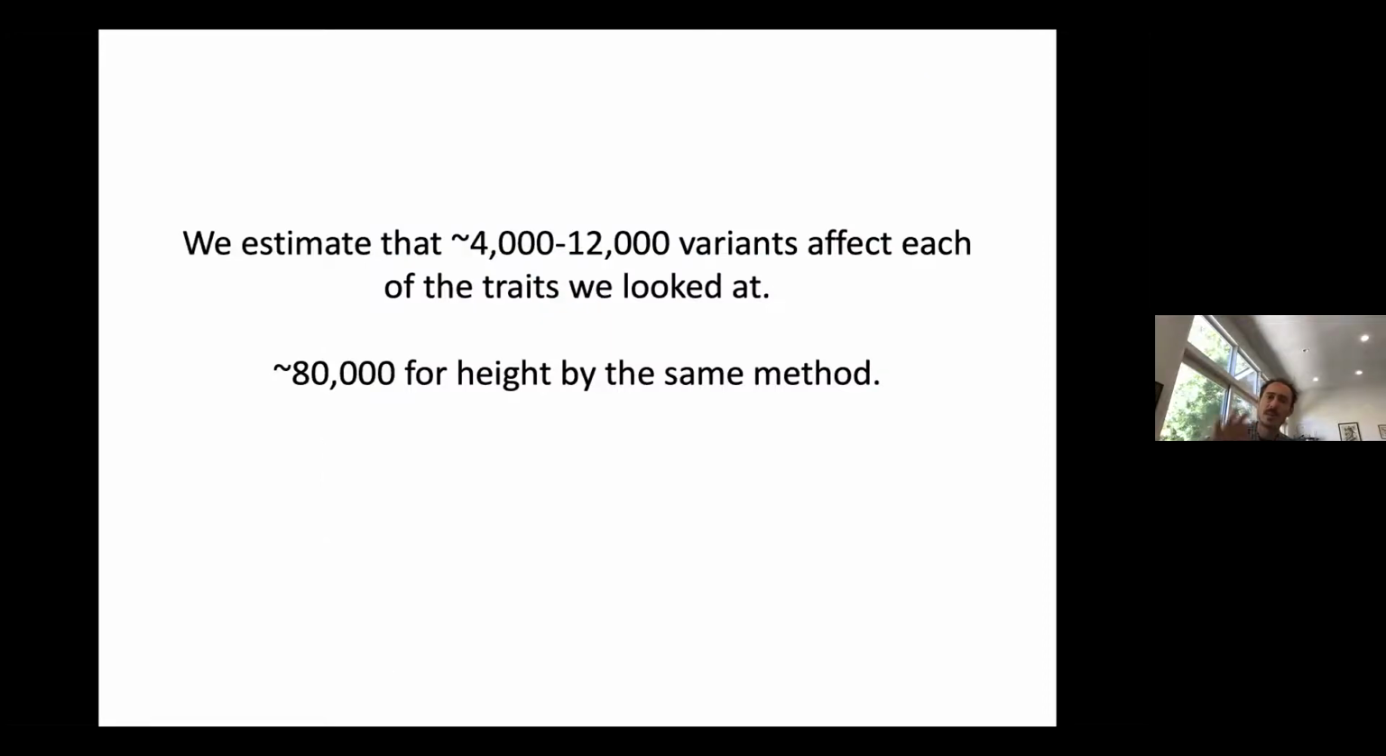And I'm not going to get into the details, but we've estimated that there's on the order of around 10,000 variants that affect each of these traits that we've looked at. So this is a lot of variants, spread quite widely across the genome, although we'll note it is quite a lot less than we get for height, where we estimate it's about 80,000.